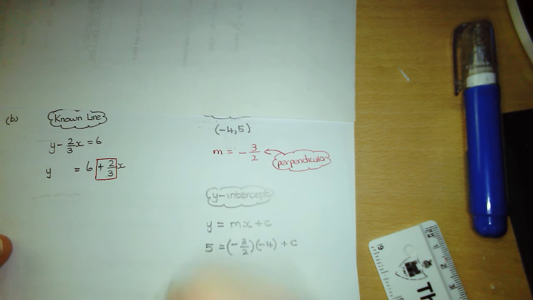So we're going to copy down our 5. We're multiplying two negatives, so we're going to get a positive. You could type it into your calculator, 3/2 times 4, or 2 down here cancels with 4 on the top line, so that's going to give us 6. So -3/2 multiplied by -4 is going to give us +6, and then that's plus c. Move your 6 to the other side, so it becomes 5 minus 6, which is going to give us -1, and that's equal to plus c. So we've now worked out the y-intercept.